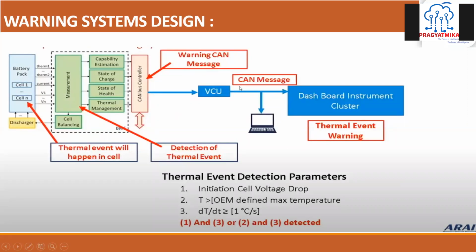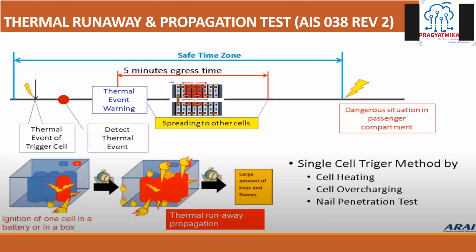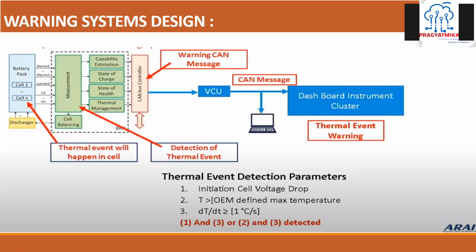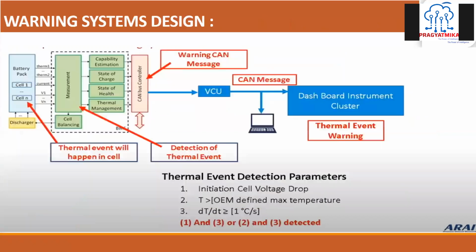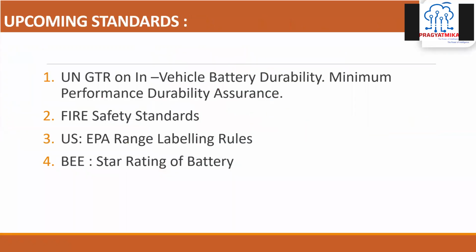So that's another safety mechanism, combined from the battery pack to the dashboard system, that is required, and it is a standard now under the AIS 038 revision 2. And similar requirements have been implemented, by revision, into the AIS 156 also. Right now, this thermal propagation test is not there in the AIS 156 for the two-wheelers, but the fire safety norms are being prepared, and this will be implemented there also. The new standards that are being worked on are the UN GTR related to durability, the minimum assurance of the performance of your pack.